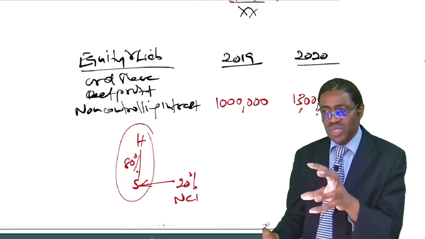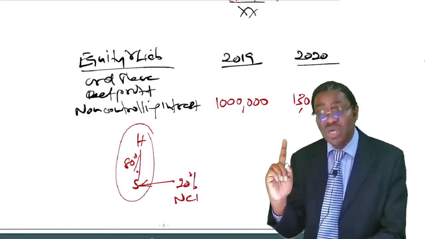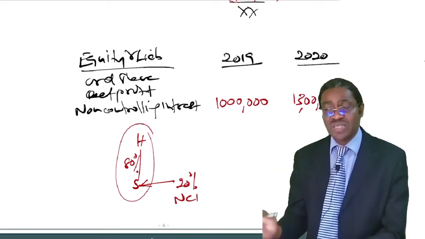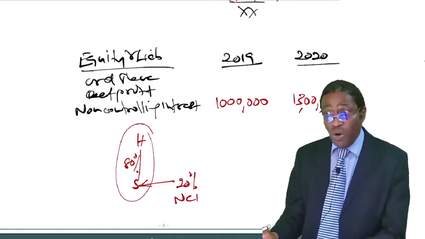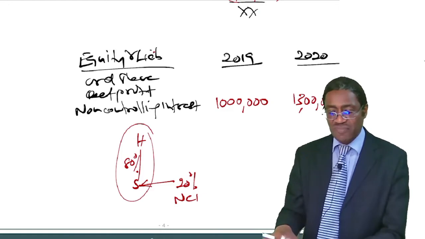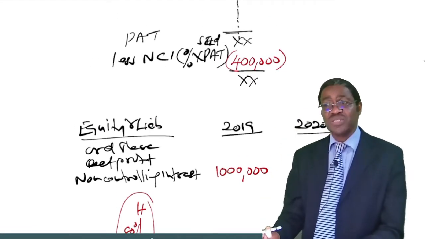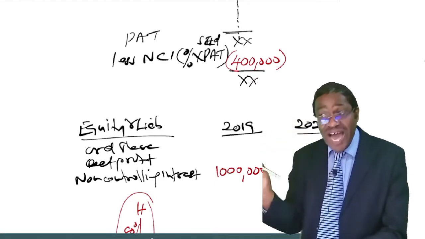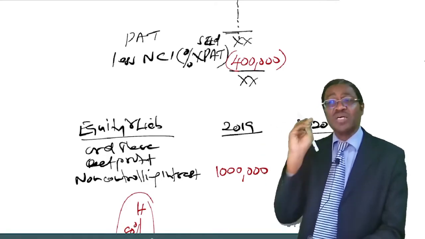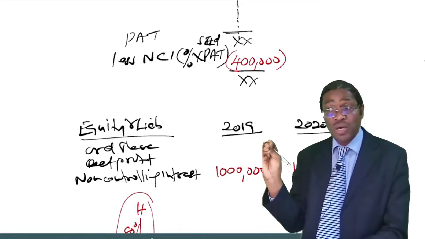So again, listen, the relationship between the group and the 20% shareholders down there, when it comes to cash flows, what is it that is involved? What is involved as far as cash flows are concerned? It's not our profit share. Remember, in the income statement, you have that 400,000 as the profit after tax share that belongs to the NCI.